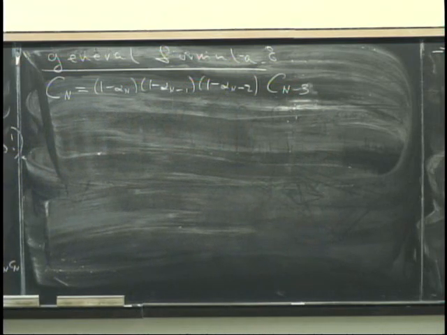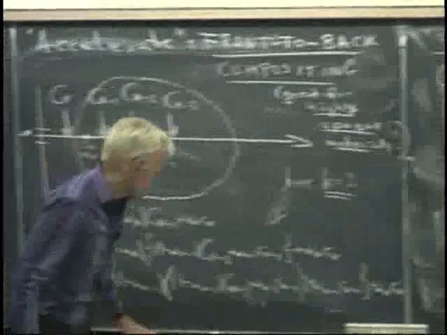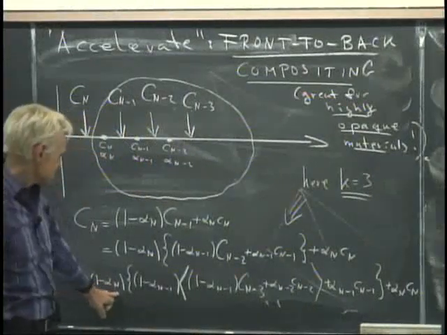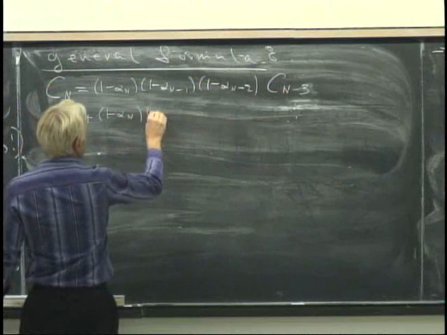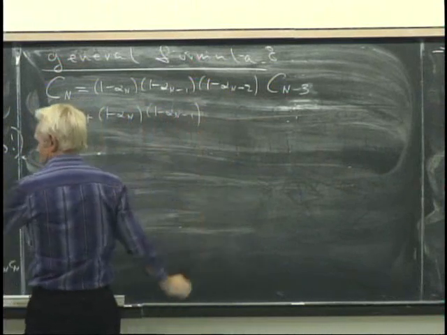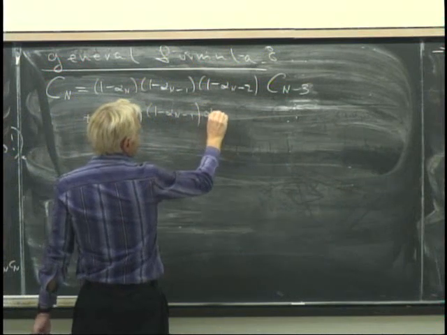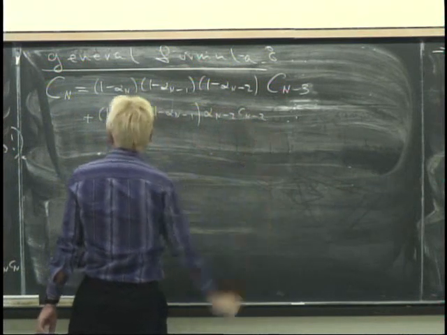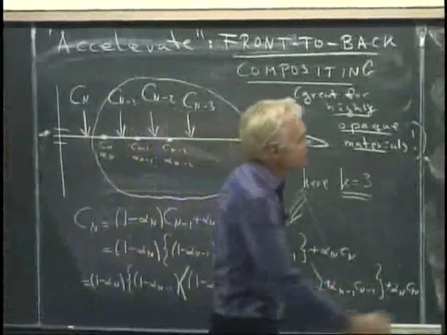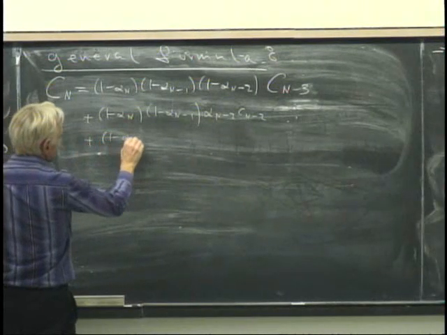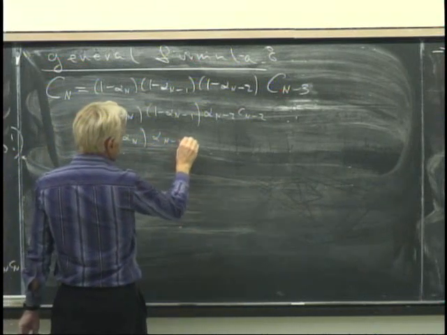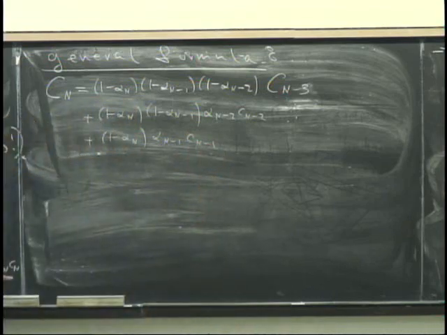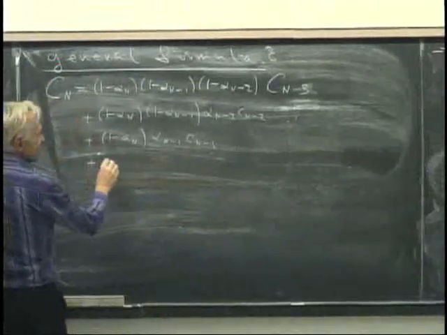And now come the other terms. The other terms are this guy, this guy, and this guy. This times that, plus 1 minus alpha n times 1 minus alpha n minus 1 times this guy, alpha n minus 2, Cn minus 2. Now comes this guy, plus 1 minus alpha n times alpha n minus 1, Cn minus 1. And then the last term is this lonely guy right there, plus alpha n Cn.